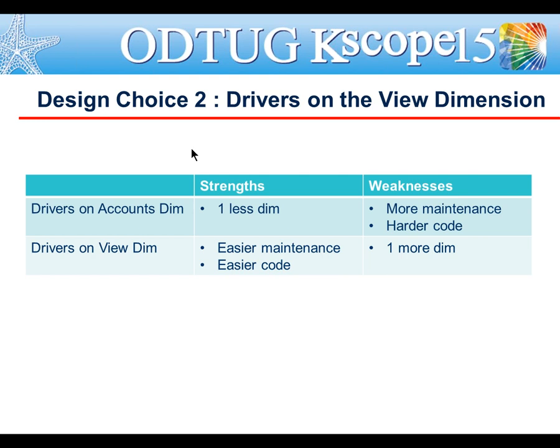So, strengths of each: if we put the drivers on the accounts dimension, we have one less dimension, but it's more maintenance and harder to write the code. If we put the drivers on the view dimension, it's easier maintenance, easier to write the code. We do have one more dimension, but if we've got a view dimension anyway, we really don't lose anything. And you could use other dimensions. You could do this on a version dimension, you could do this on a scenario dimension, but then you don't have the same level of flexibility.